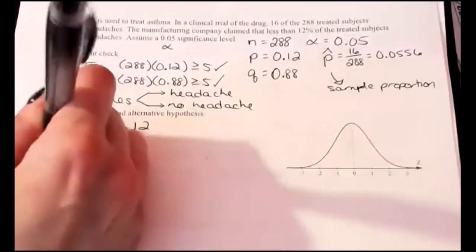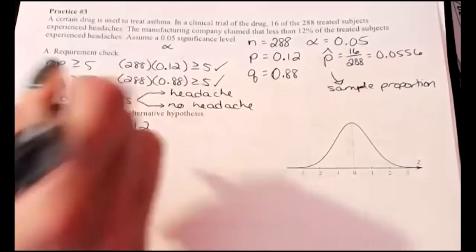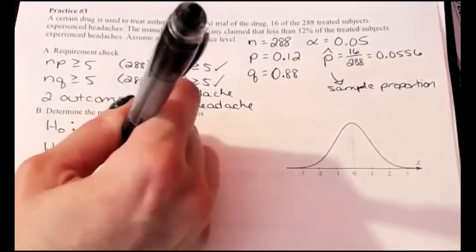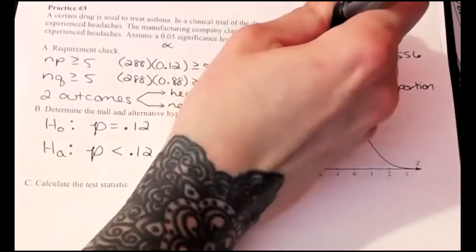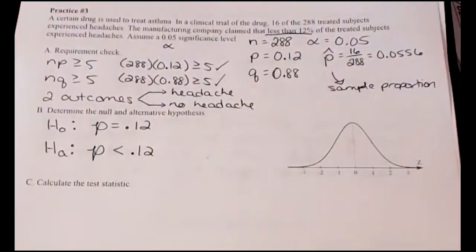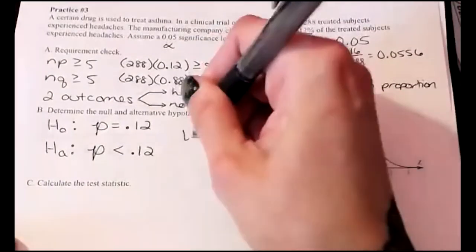So let's write our alternative, which is that the proportion is less than 0.12. And I'll underline that here just so you can note where that's coming from. So we want to test that claim. Is this a two-tailed, left-tailed, or right-tailed test? Left tail? Yes, excellent. This is a left-tailed test.